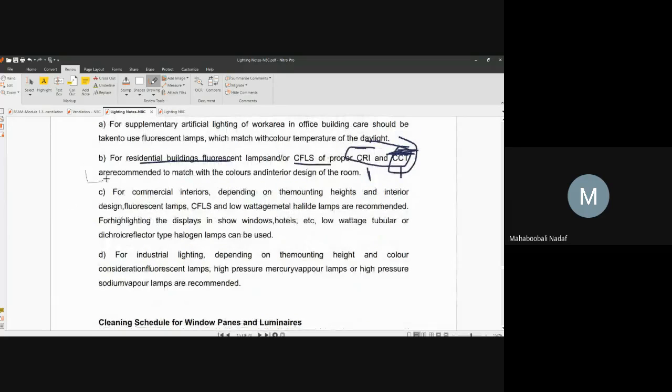Okay, for residential building, CFL with proper CRI and CCT are used. For industrial lighting, the mounting height is very important because you want a brighter space. So two things are considered.